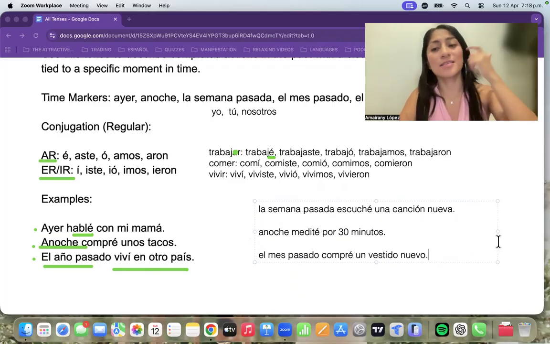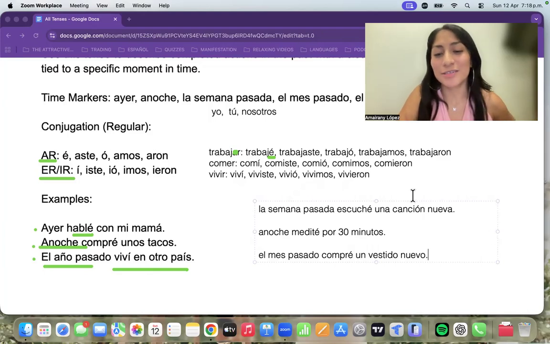So, la semana pasada escuché una canción nueva. Last week I listened to a new song. Anoche medité por 30 minutos. Last night I meditated for 30 minutes. And last month I bought a new dress. Okay?